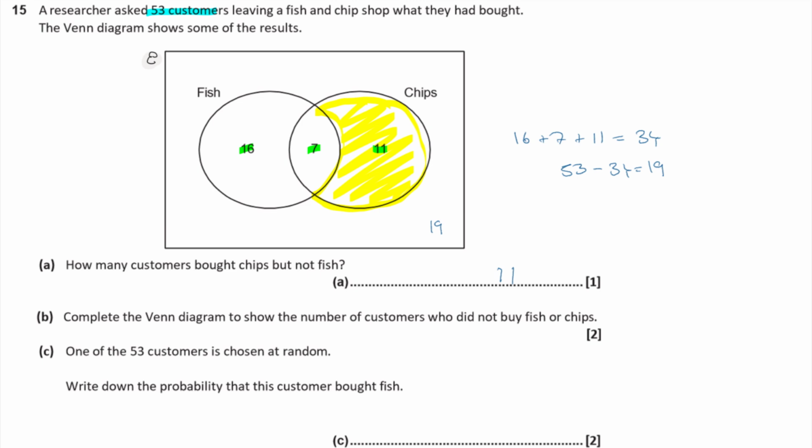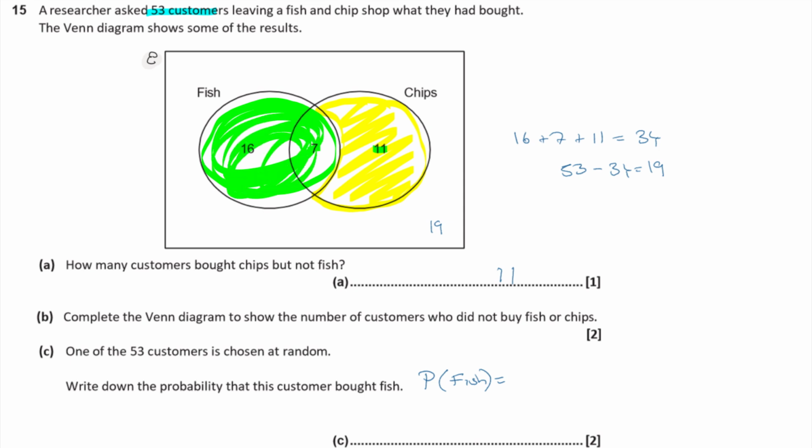And then part C says one of the 53 customers is chosen at random. Write down the probability that this customer bought fish. Probability is successful outcomes over total outcomes. So the probability of him buying fish is how many people bought fish, which is all the people in this group here.